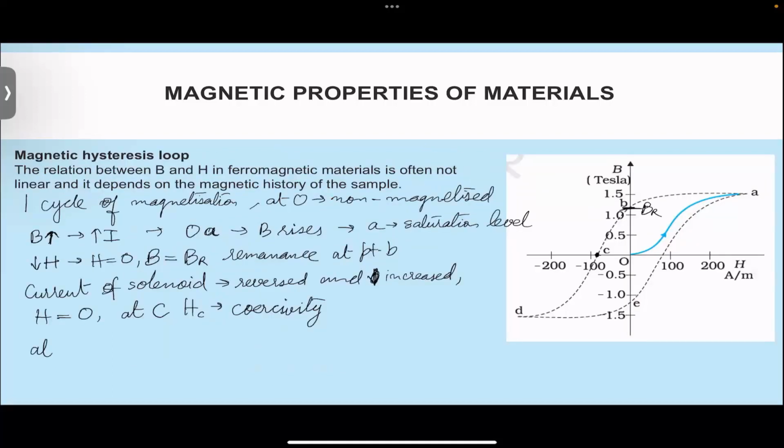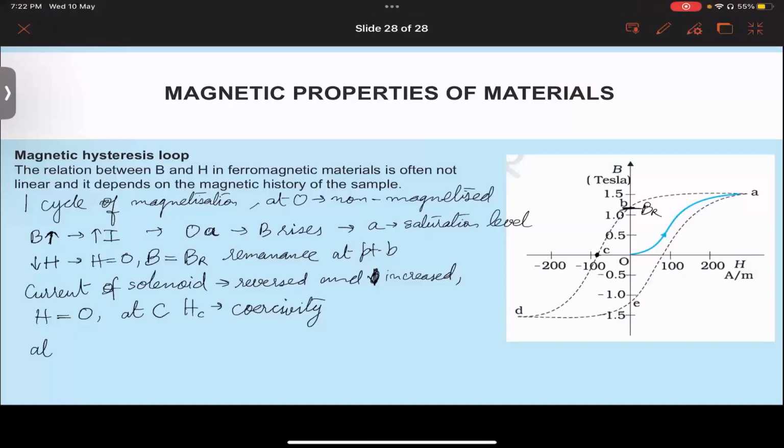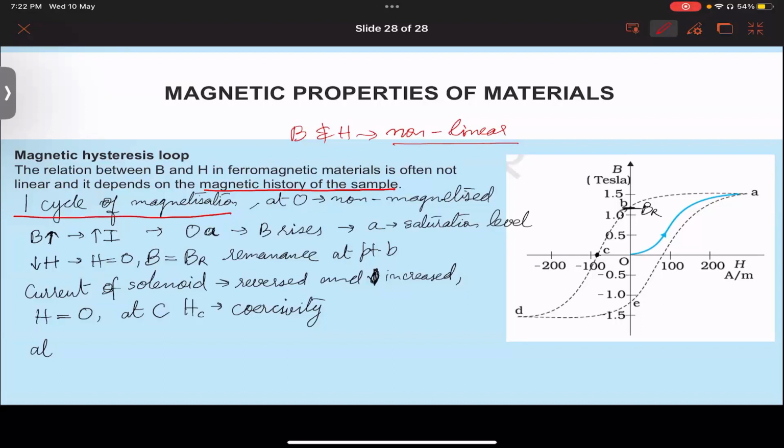Now we come to the magnetic hysteresis curve. So what is a magnetic hysteresis curve? There is a relation between B and H, and for most cases this is non-linear. How we can describe this is actually called the magnetic history of any sample that we are taking. For one cycle of magnetization, there are different behaviors that the sample follows.